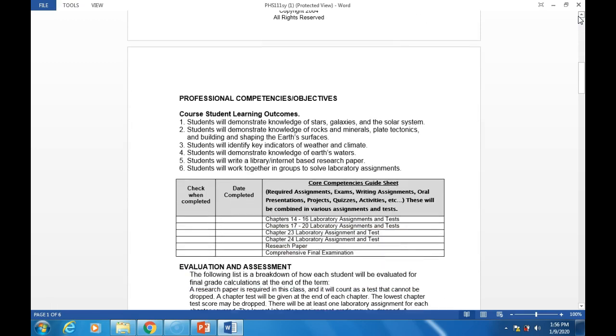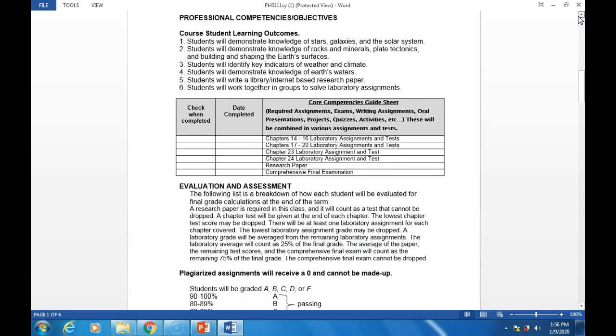Let's scroll on down and talk about our professional competency and objectives. What are our student learning outcomes in this course? Students will demonstrate knowledge of stars, galaxies, and the solar system. That's basically chapters 14, 15, and 16. Okay? That's our astronomy part. After that, we'll try to schedule that lab for Sanford if they've got somebody there that can handle us. Students will demonstrate knowledge of rocks and minerals. That's chapter 17. Plate tectonics. That's chapter 18. And building and shaping the Earth's surfaces. That's chapters 19 and 20. Okay?